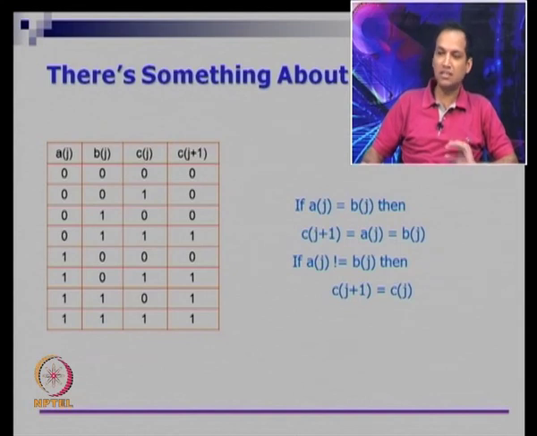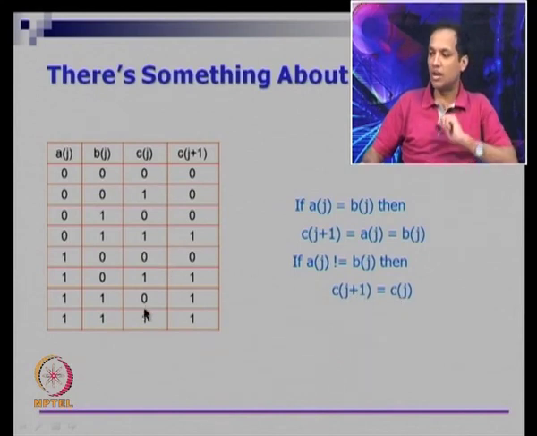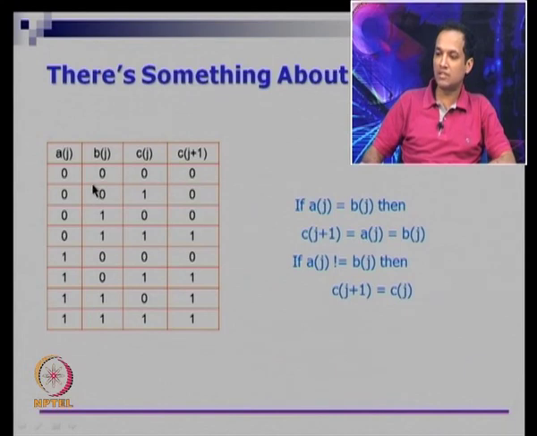The most interesting thing about this is the condition I have written here. If a and b are the same, c of j plus 1 is actually either a or b itself. However, if a and b are not the same, then c of j plus 1 is c of j. Let us validate this statement.